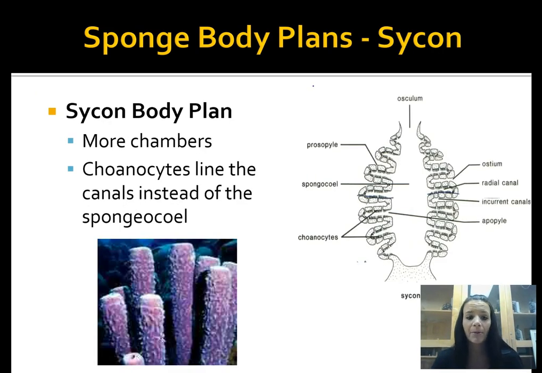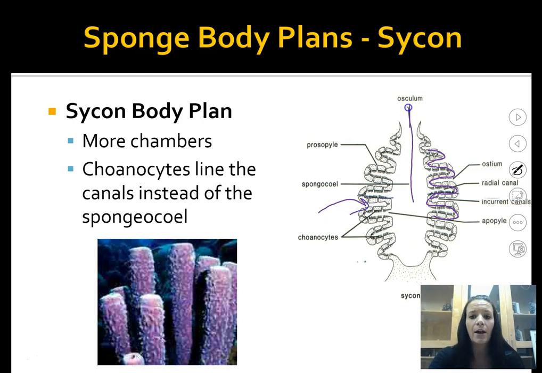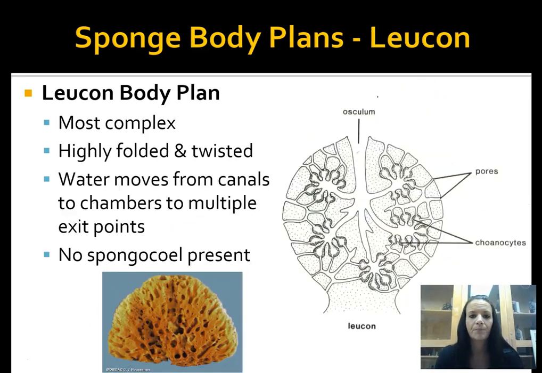The Sycon body plan is more chambers, so it's not just that simple structure. And the choanocytes line the canals instead of just sponge cells. So if you remember, the choanocytes are your collar cells. So you have this structure here. If you see, it's very zigzag, and it's all lined with collar cells, and their little tails help the movement of the water as it's filtering through the sponge. But once again, water does come in through the ostia and it goes out through the osculum.